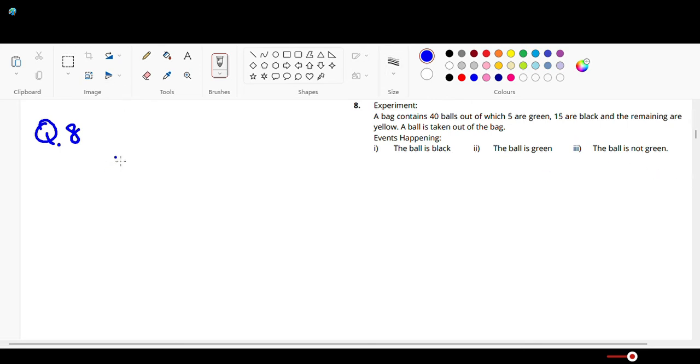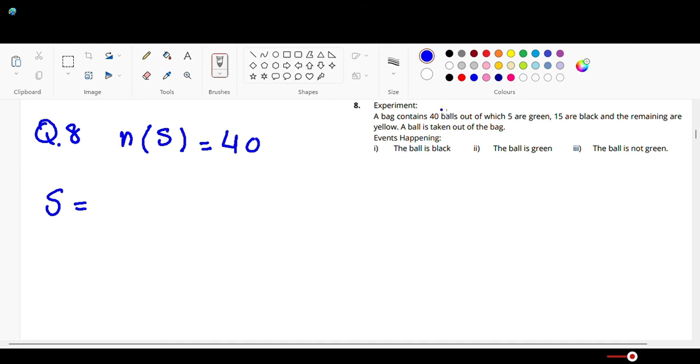First of all, we need to understand the sample set. We need to understand what it gave us. We need to get the number of elements in the sample set and how many types of events there are. So first of all, the number of elements in the sample set is 40 because he said that there are 40 balls. And what is the sample set?